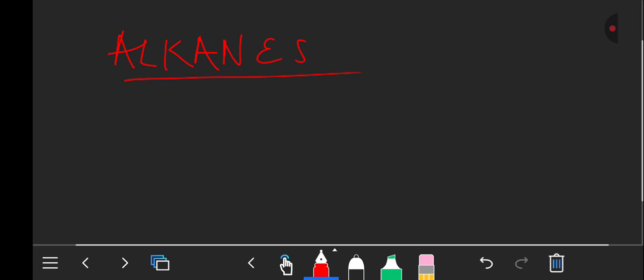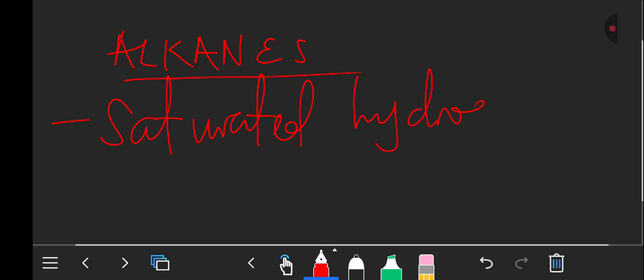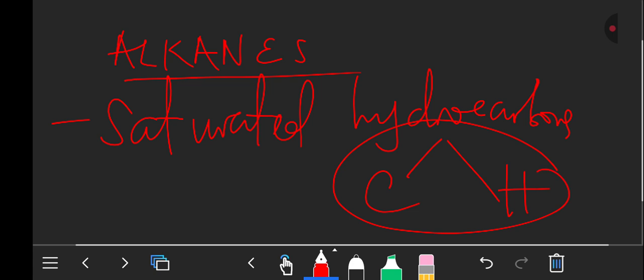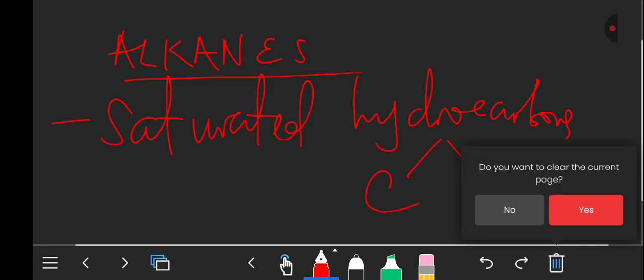So alkanes are just saturated hydrocarbons. When you're talking about hydrocarbons, these are compounds that contain only carbon and hydrogen. Only these two elements, or atoms rather. This is what forms hydrocarbons. So we've defined what alkanes are.